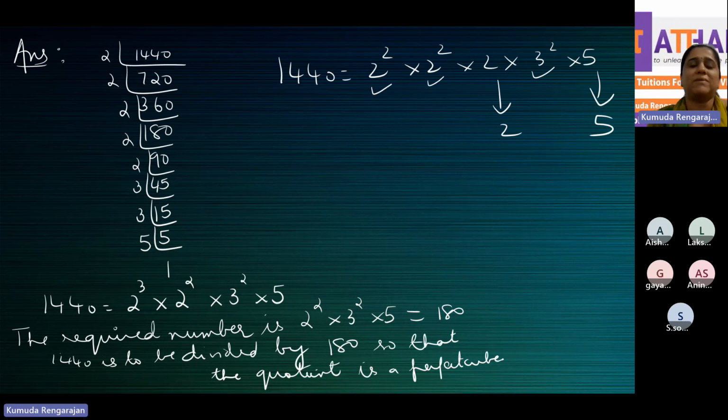See, always multiplied will introduce factors. Divided will take away the factors that don't occur in pairs or triples. When we have to find the number to be multiplied, we'll always introduce factors. But to find the number by which it should be divided, you should remove the factors that do not occur in pairs or do not occur in triples.